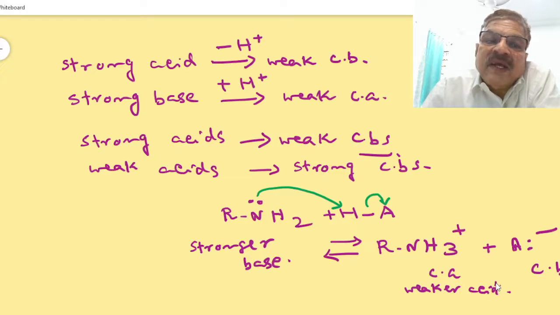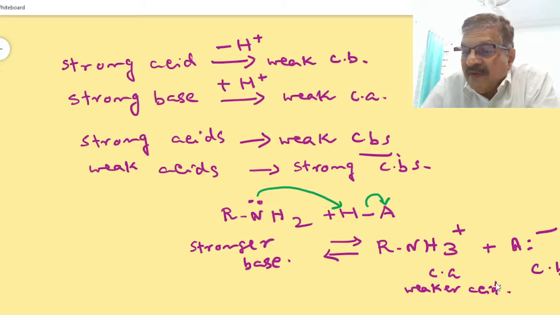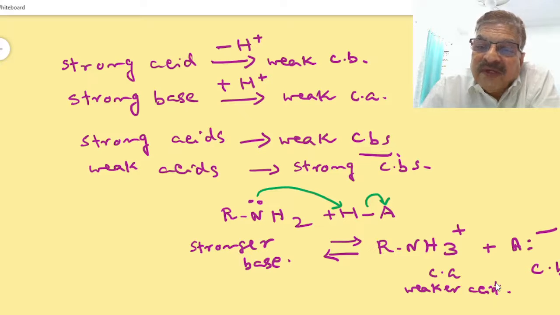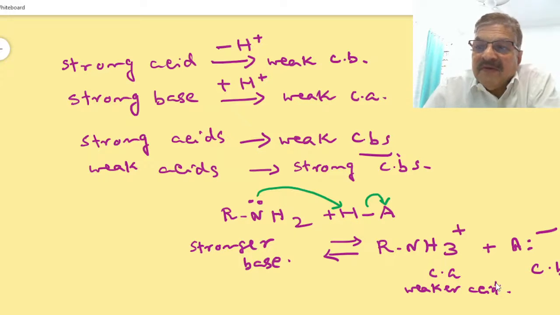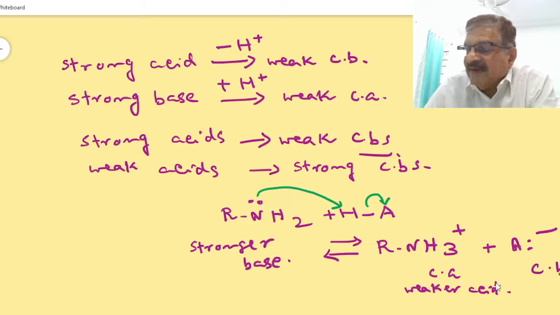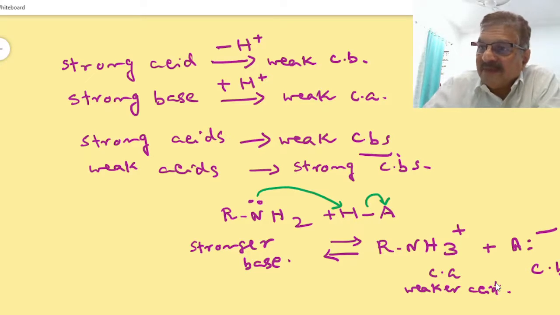Now, strong acids dissociate to form weak conjugate bases. That is what we have written here. Strong acids always dissociate to form weak conjugate bases. The more stable the conjugate base, the more the equilibrium will be shifted towards that conjugate base. Now we will discuss the equilibrium reactions. What are these equilibrium reactions?